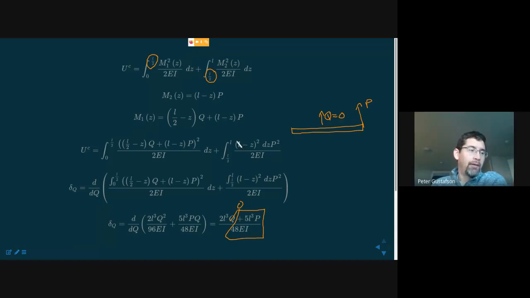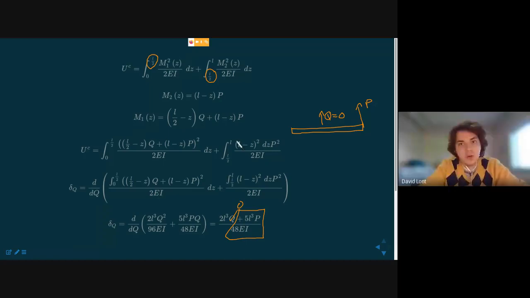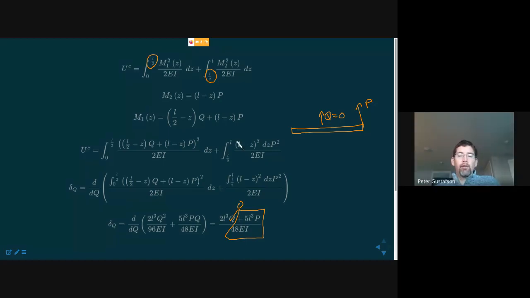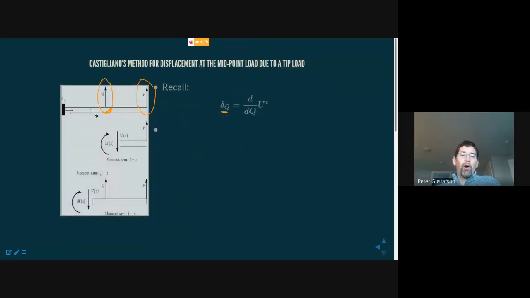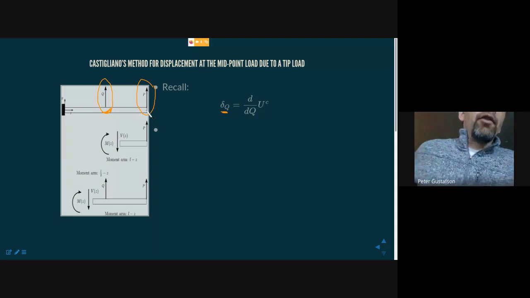Okay, any questions on that? Why is Q equal to 0? Yeah, so that's because this is this hypothetical scenario where I want to understand what the deflection is at the midpoint due to a load at the tip. Okay, and this comes up actually relatively frequently. Don't assume that this is a totally hypothetical, never to happen scenario.